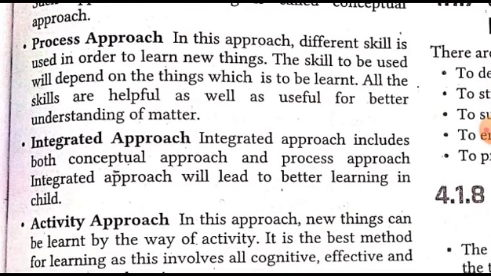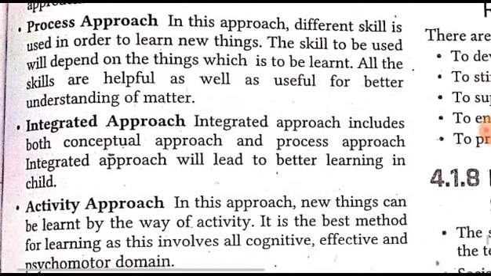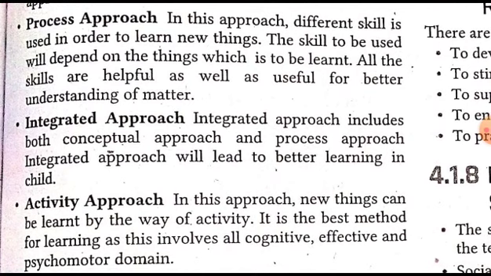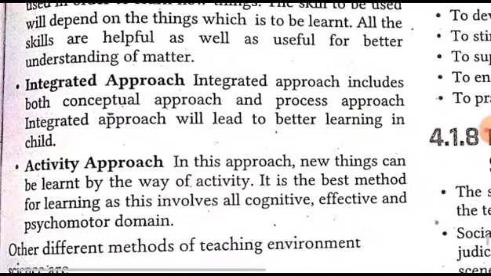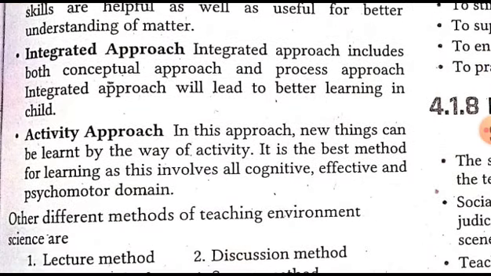In this approach, different skills are used in order to learn new things. The skill to be used will depend on the thing which is to be learned. All the skills are helpful as well as useful for better understanding of matter. Third one is integrated approach. Integrated approach includes both conceptual approach and process approach. Integrated approach will lead to better learning in the child. Last one is activity approach. In this approach, new things can be learned by way of activity.